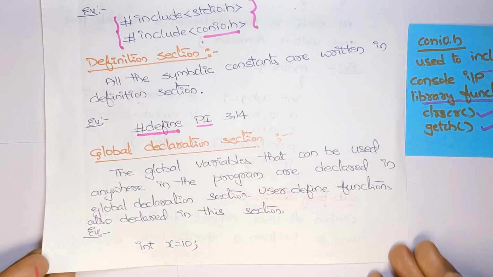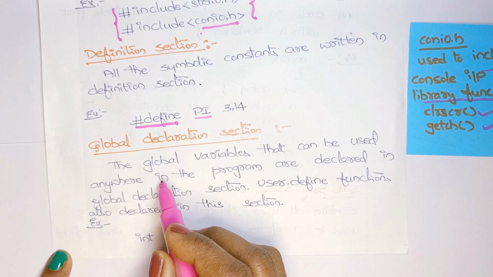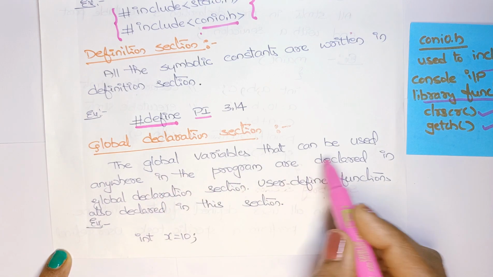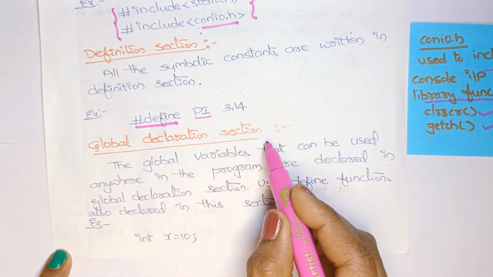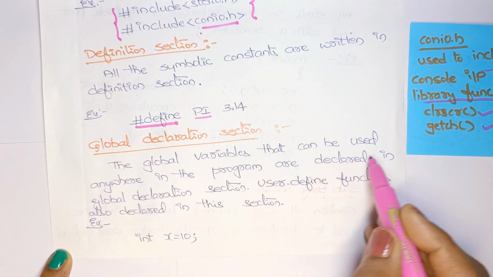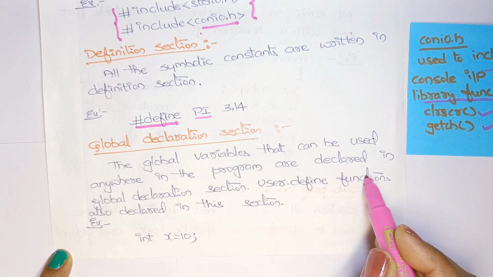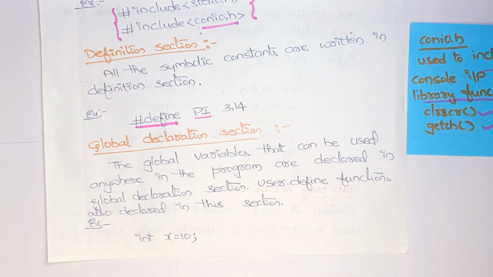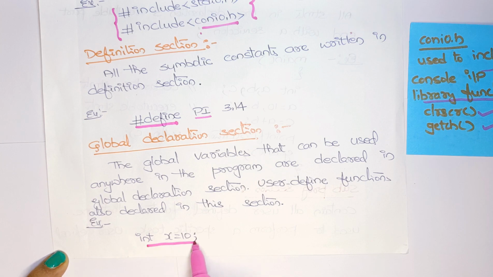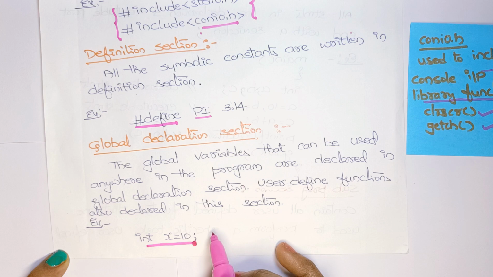Next is the global declaration section. The definition section is also optional. The global variables that can be used anywhere in the program are declared in the global declaration section. User defined functions are also declared in this section. So global declaration section means any variable or any function that you want to use during the entire program, you can declare in this section.